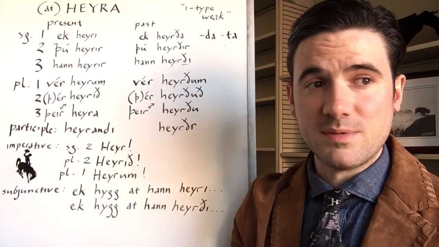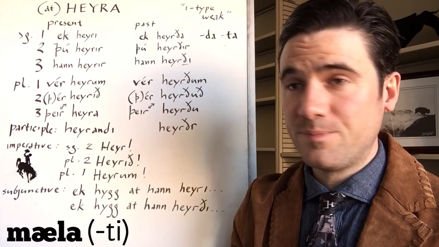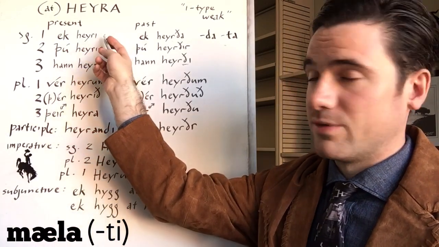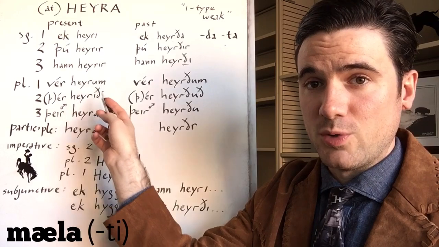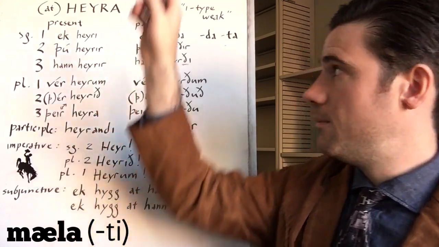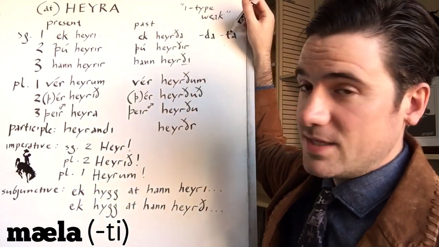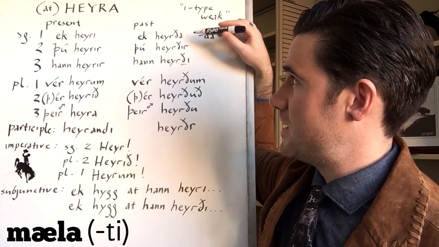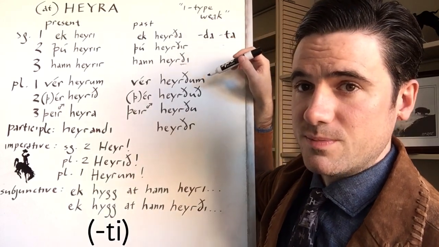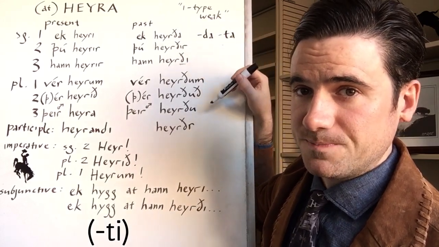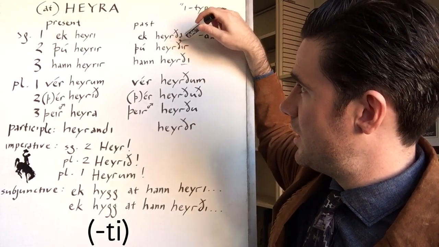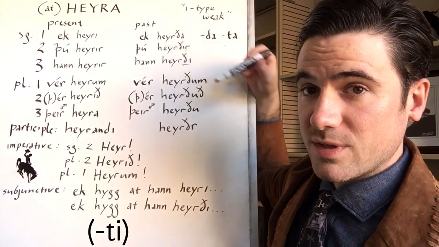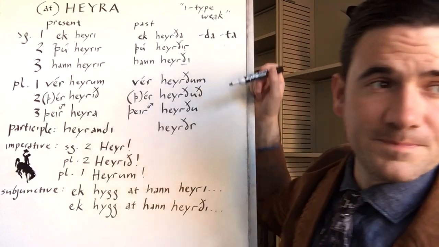So for a verb like mæla, to speak, it's an I-type weak verb, so you know that the present tense is mæli, mælir, mælir, mælum, mælið, mæla. But the past tense adds a T, so you get mælta, mæltir, mælti, mæltum, mæltuð, mæltu. Same endings, just what's coming between the root and these endings is a different dental consonant.